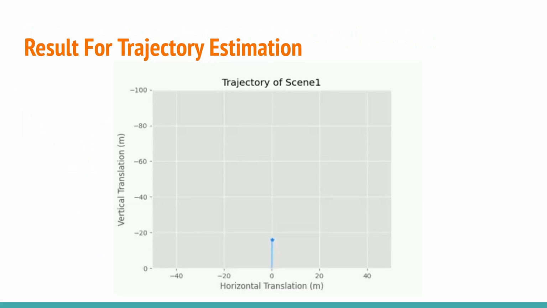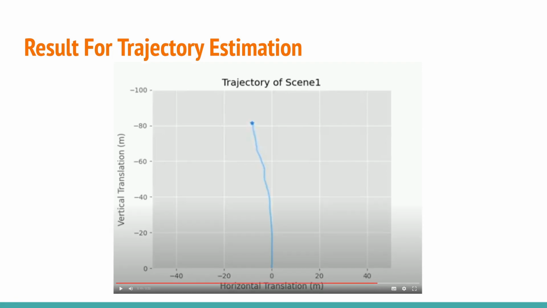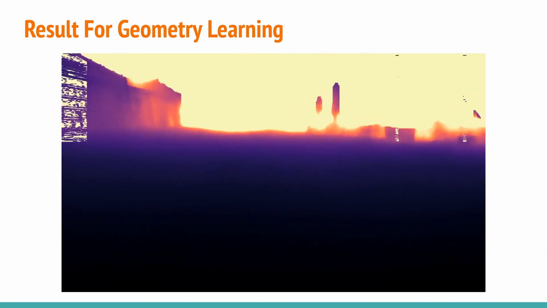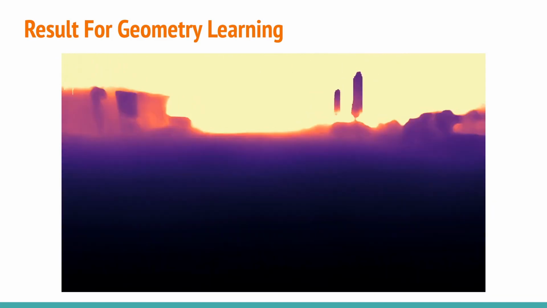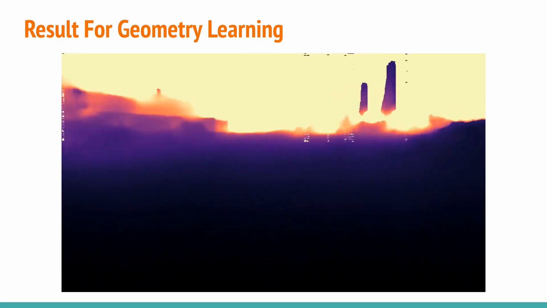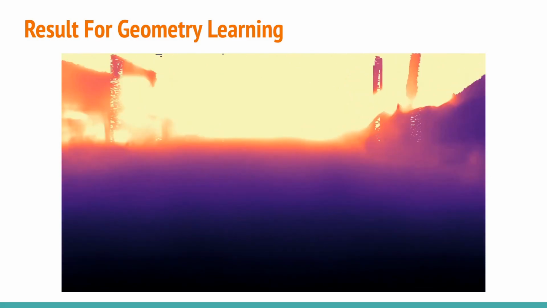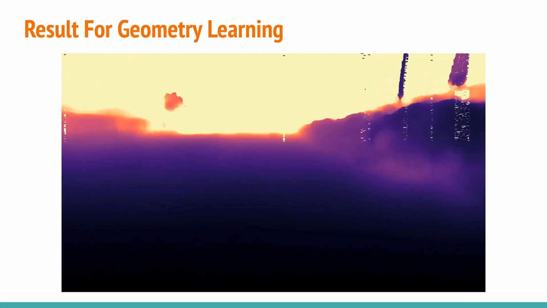So here are the results of our trajectory estimation. In this page, we can see the x-axis represents the horizontal translation, and the y-axis denotes vertical translation. So here in this page, we'd like to present the results of geometry learning on scene 1. The lighter the color is, the further the pixels are from the camera. We could notice that our depth estimation algorithm could efficiently capture the location of different objects, including buildings and cars.